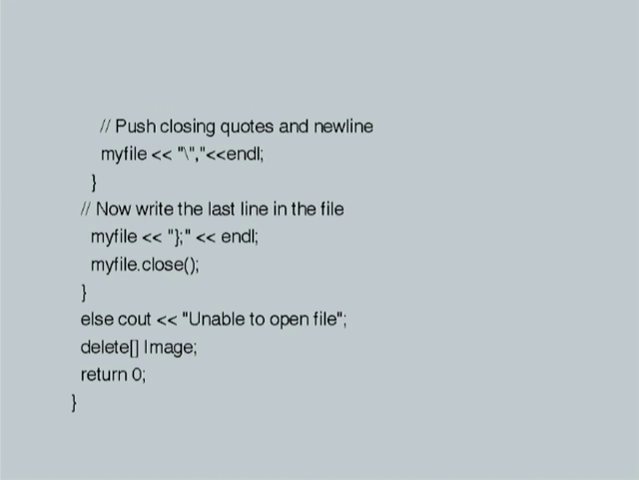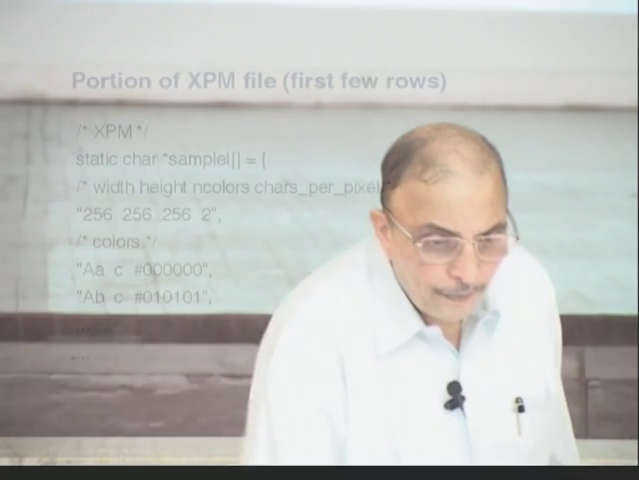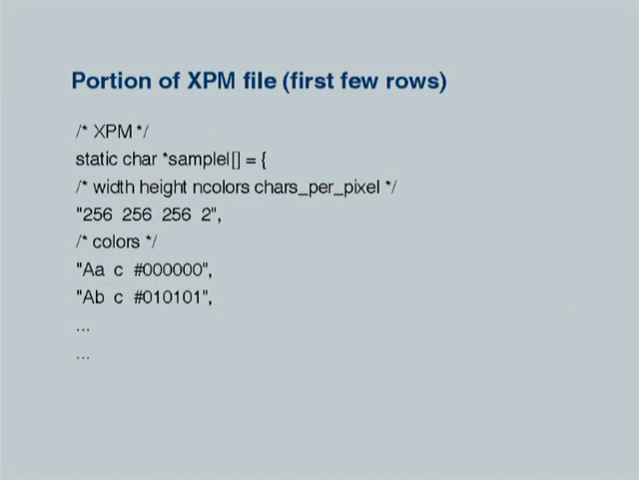I will now write the last line in the file, which has a closing brace and semicolon, because the entire file has to be actually a part of a C program source somewhere. And I close the file. So this is the program which will write the file. These are portions of the XPM file which I have written. So when I execute this program, this file is generated.